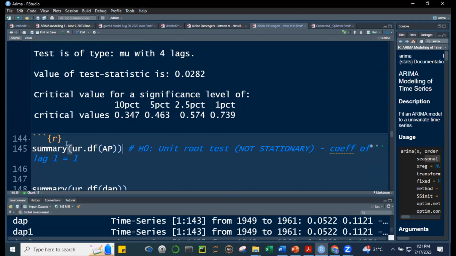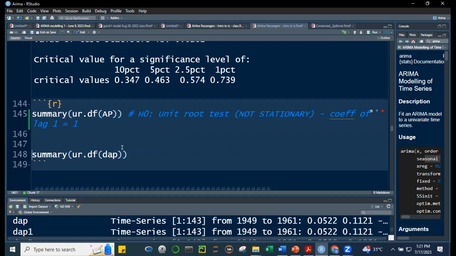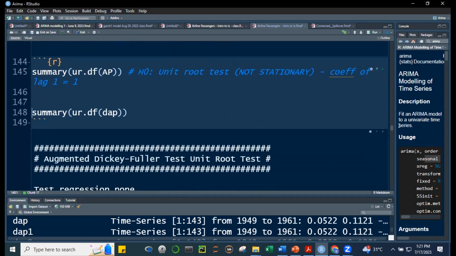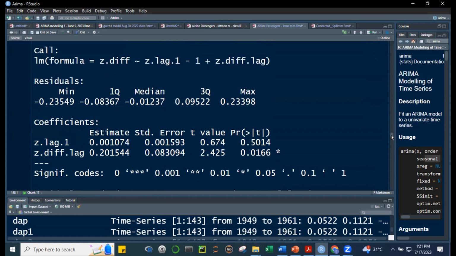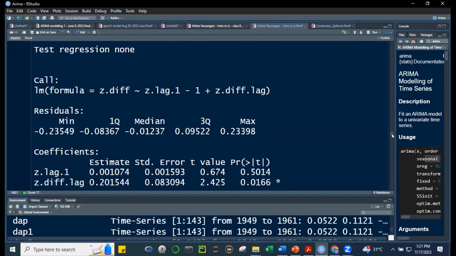UR.df. This is also coming from the URCA package. So ito, ang null hypothesis is that the time series is not stationary. Okay, so let's run this first. So, summary ng UR.df, unit root test Dickey Fuller. If we run this, medyo may strange na iba yung output niya. Okay. Iba yung output niya.